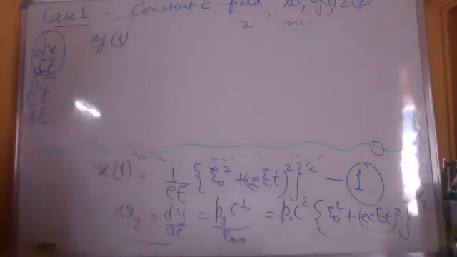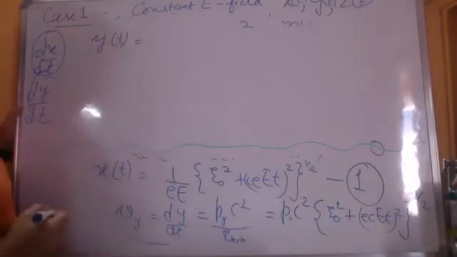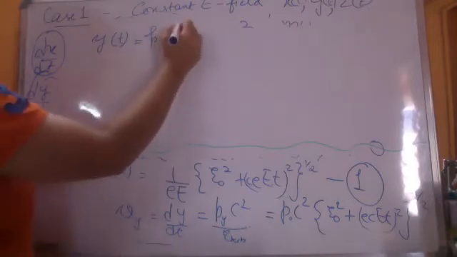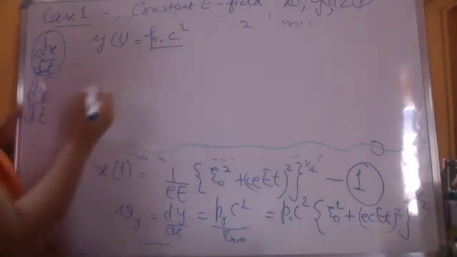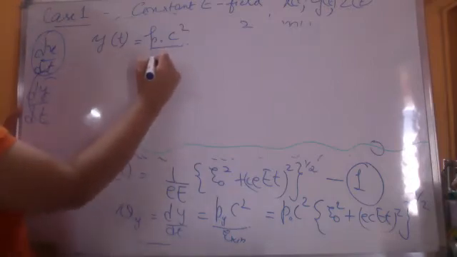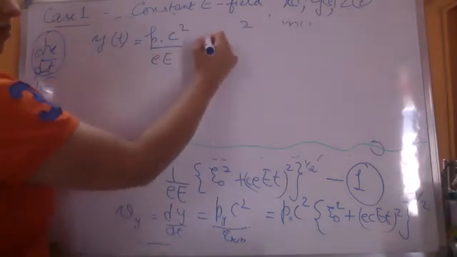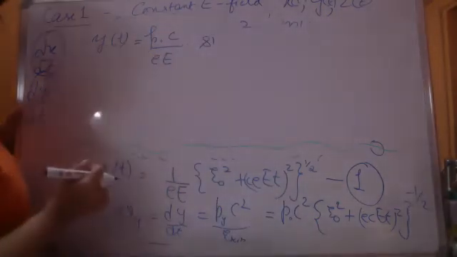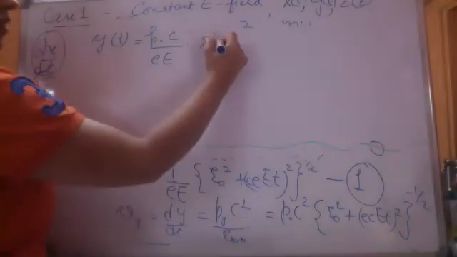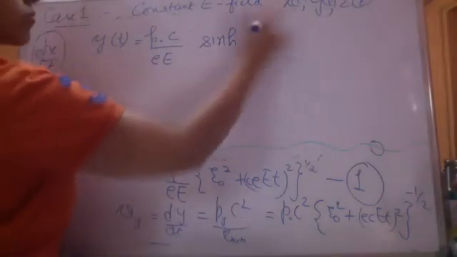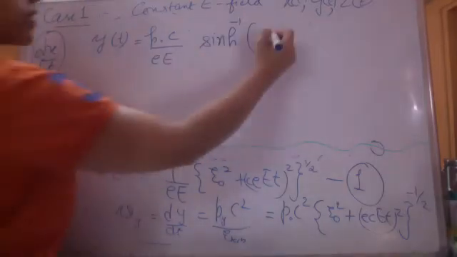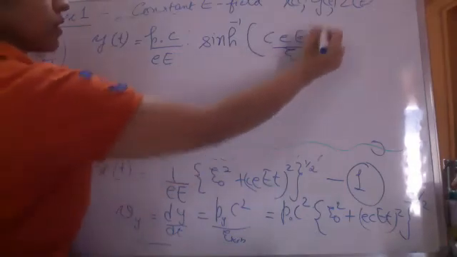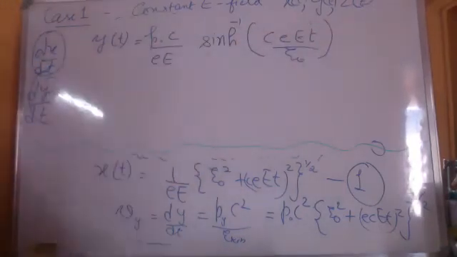If I integrate this, this is a sine hyperbolic function. And what I get after integrating, one of the c is going to get cancelled with the c in the denominator. And what I'm going to get is sine hyperbolic inverse of ct by E naught. You can do the integration.